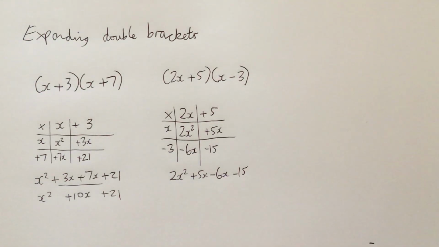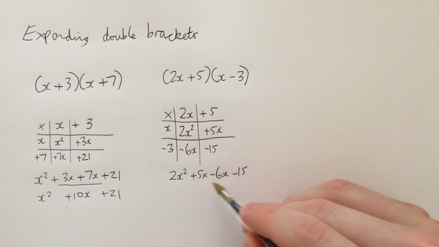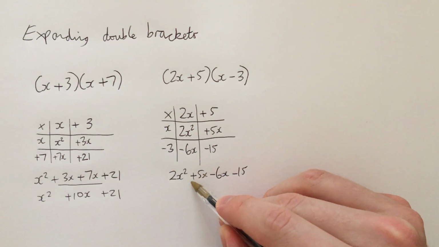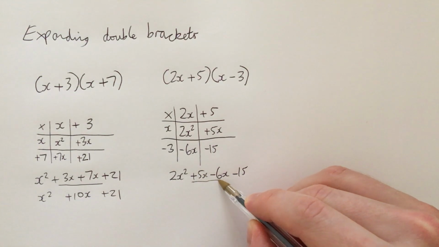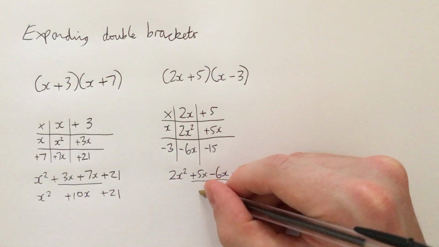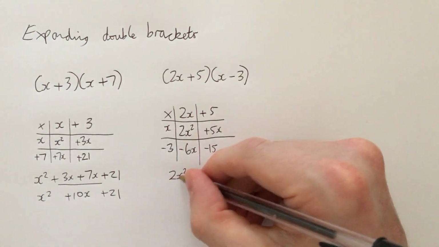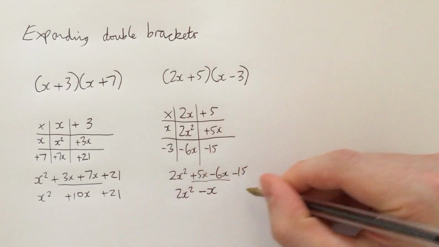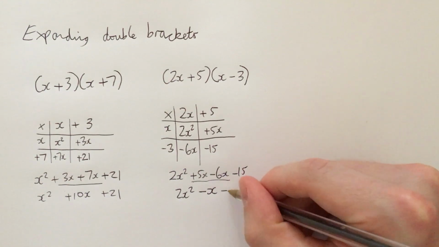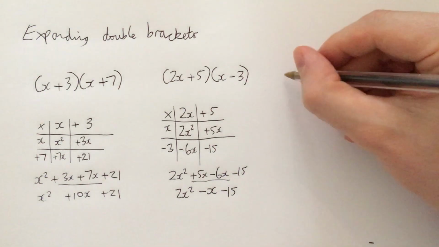Again, I need to simplify it at the end. I can't do anything with the x squared, but I can do with the x and the other x, so positive 5x take away 6x leaves me with negative 1x, or as we like to write it, negative x. 2x squared minus x minus 15, final answer. Okay, last example.